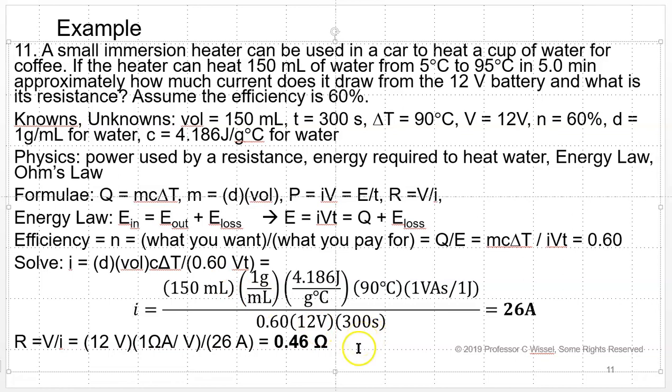Now, we always check the units on this. The milliliters cancel out, the grams cancel out, the degrees C cancel out, the joules cancel out, the volts cancel out, and the seconds cancel out. The only thing that's left is the amps, and this comes out to 26 amps. The resistance is the voltage divided by the current, or 12 volts, times the unit conversion, divided by 26 amps, or 0.46 ohms.